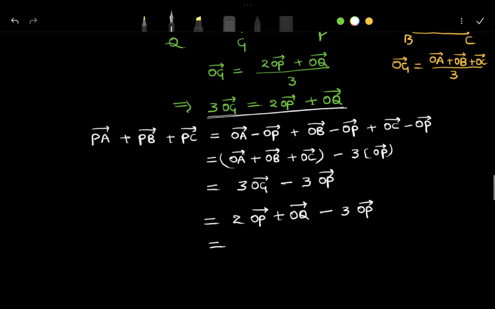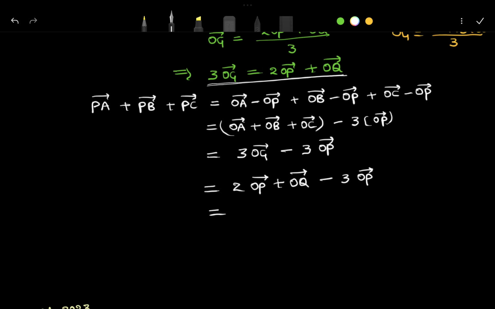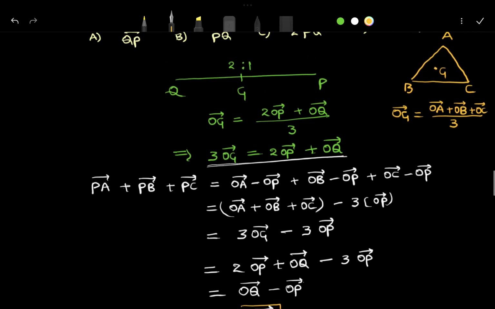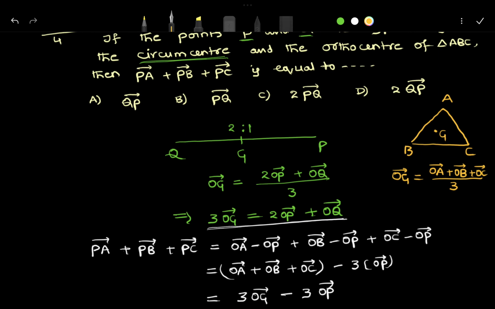So finally, this result you can write here as OQ bar minus OP bar. OQ minus OP equals what value? This will be equal to PQ bar. So the final conclusion is that the right answer is nothing but PQ bar. So among your given options, PQ bar is the correct answer.